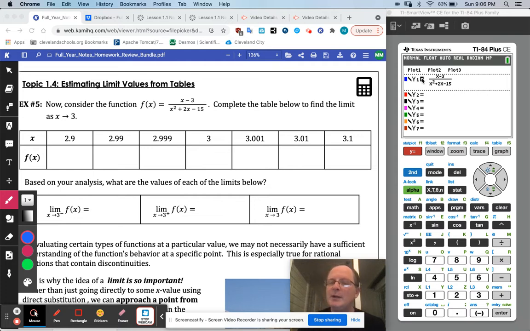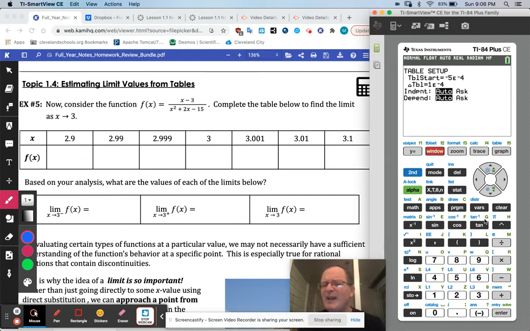Now, I went ahead and put it into the calculator, all right? And you'll have one that you'll do on your own later on. So what you do is go to table setup. This time, it doesn't matter where it starts because I'm going to have it ask. All right, so here we go. So we're going to the table.